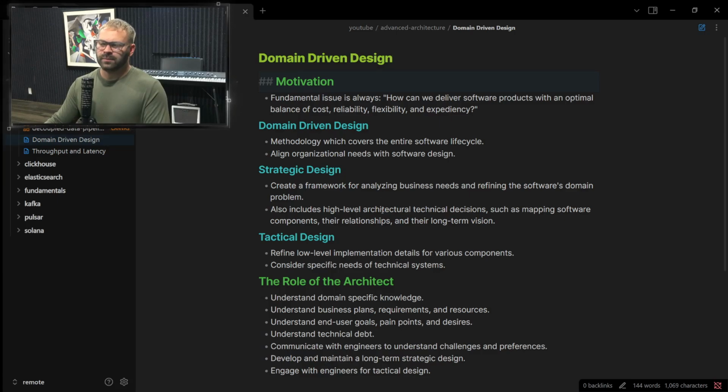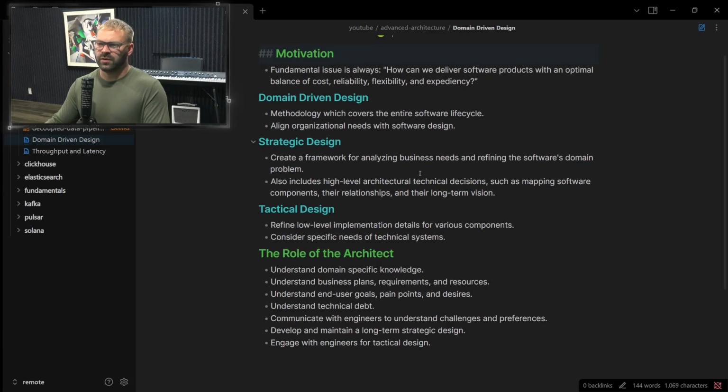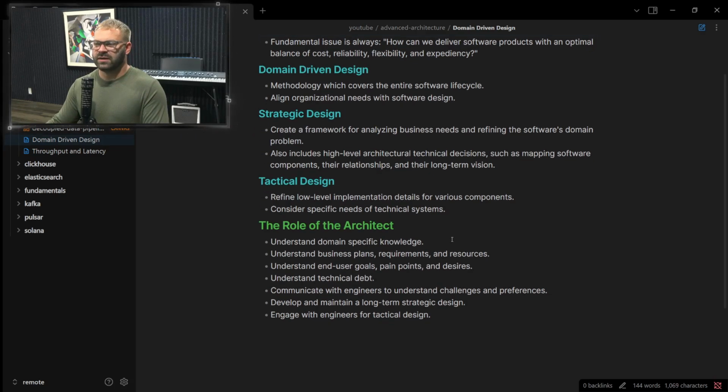And when we're in the strategic design phase, this is when we start making the higher level architectural decisions about what kind of tech we're going to use and what programming language and which projects are going to work out, what are the different components of the system, and what's the long-term vision of the product. And then as we start getting closer to the implementation phase, we work through tactical design, where we really start defining the low-level implementation details for each of the separate components, and then think about how all of those components are going to work together and what their specific needs are.